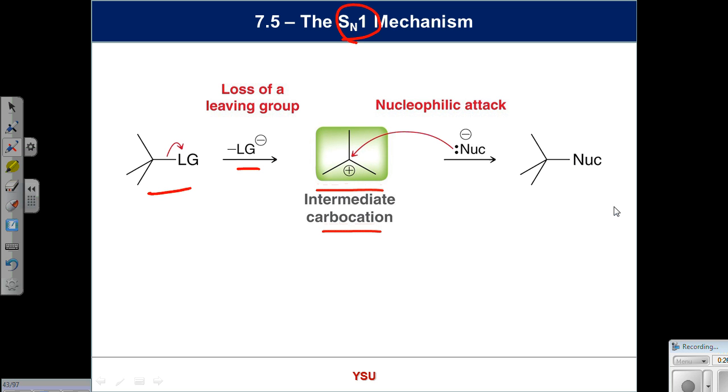It's only got 6 electrons. That 6 electron thing needs some help. I've got some nucleophilic species floating around waiting to help. I do my nucleophilic attack. I get back to something stable. So this is fundamentally different to the SN2.